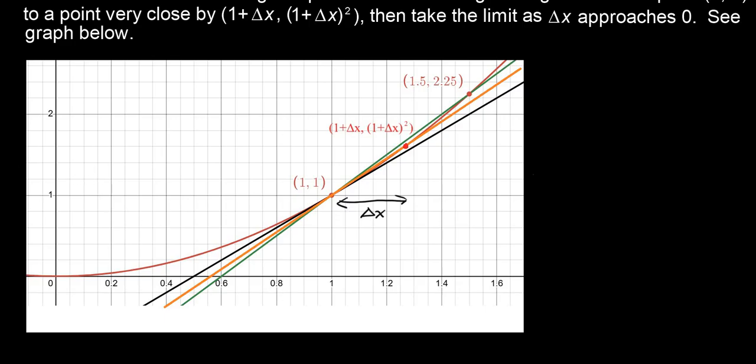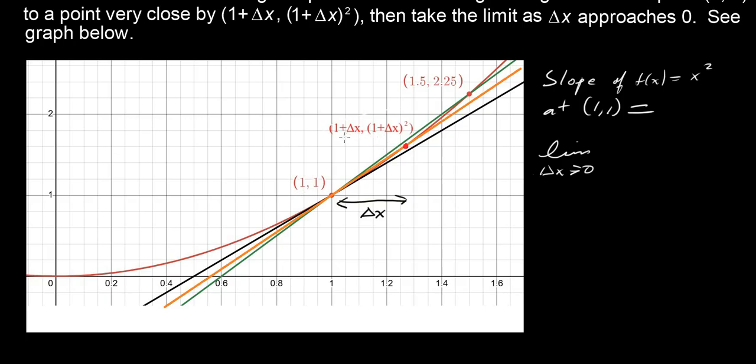In other words, what I want to do then is I'm going to say that the slope of the graph of x squared at the point (1, 1) is no longer going to be an approximation. It's going to be equal to the limit as delta x goes to 0 of the change in y over the change in x for the two points (1, 1) and (1 plus delta x, (1 plus delta x) squared).